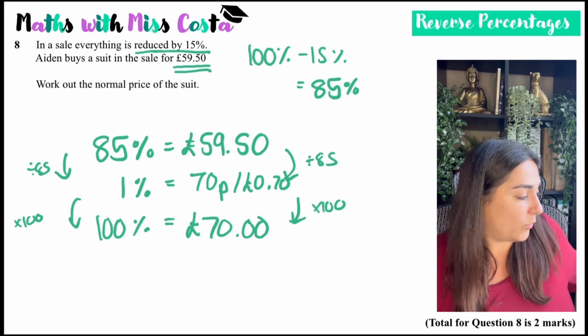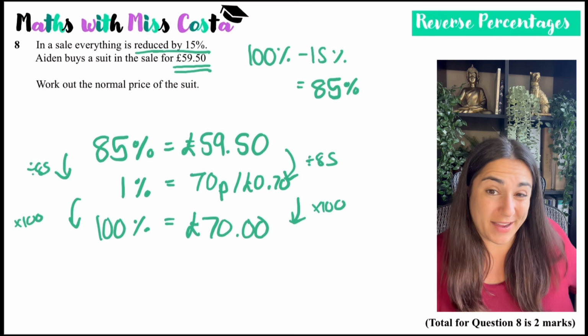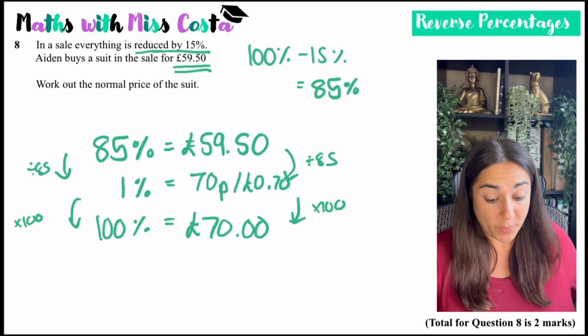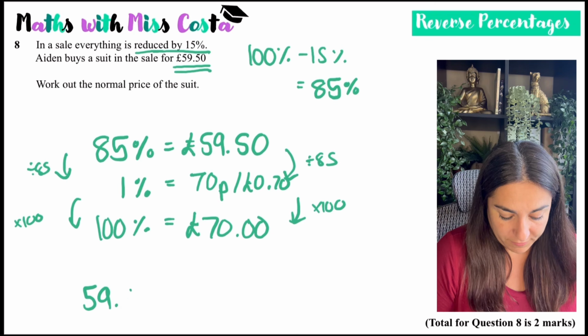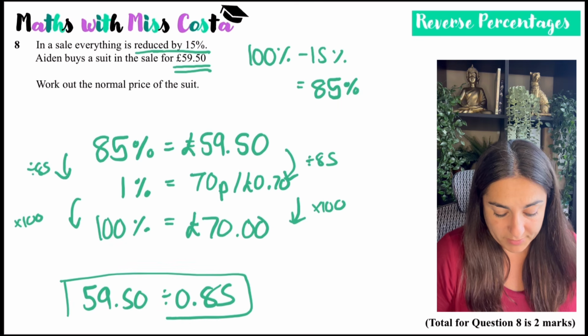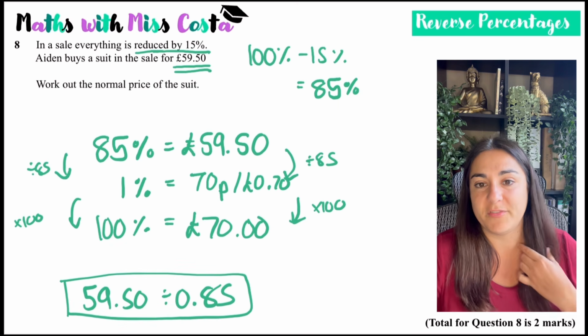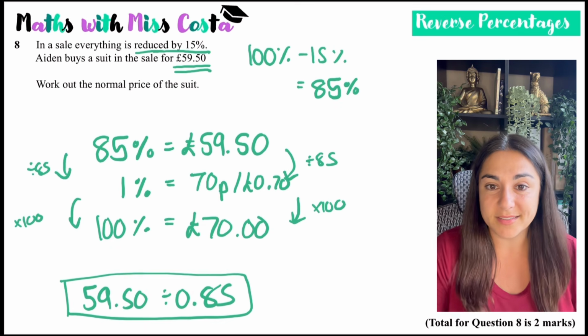If you want the quick way, then what we can do is divide by the multiplier, but that involves you knowing that you have to divide by 85. So you could have done £59.50 divided by 0.85, but I would recommend only doing that if you're really, really confident with reverse percentages. If not, I would use the first method.